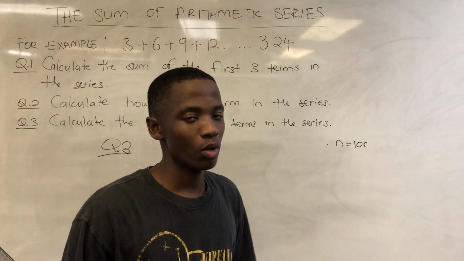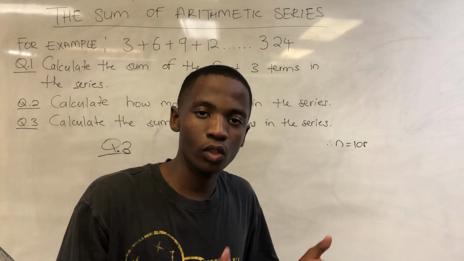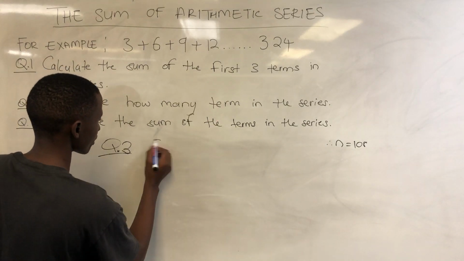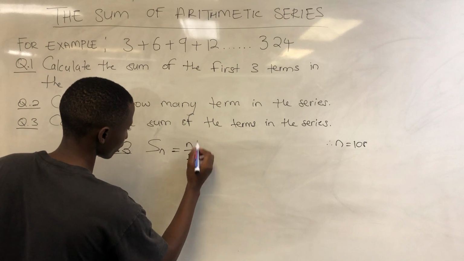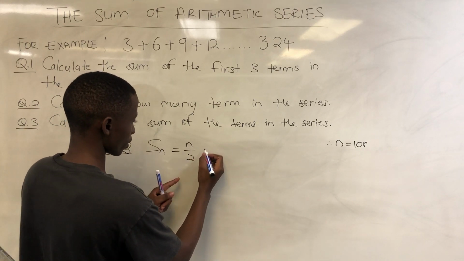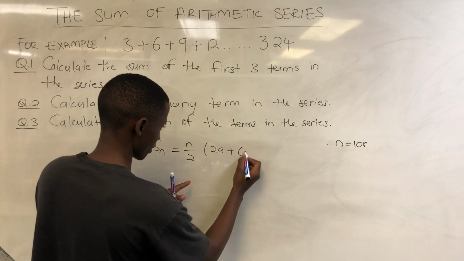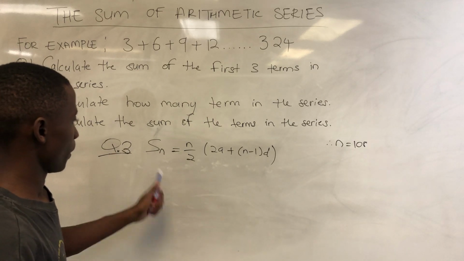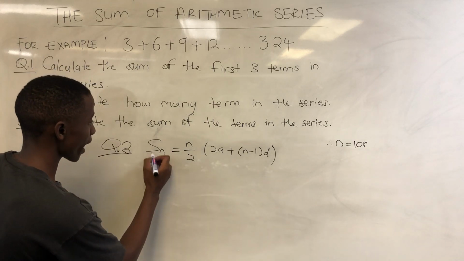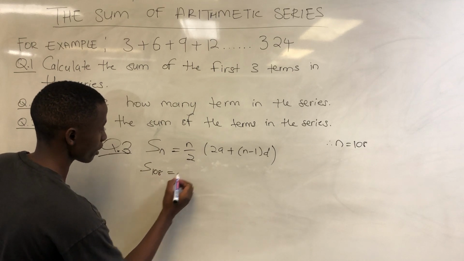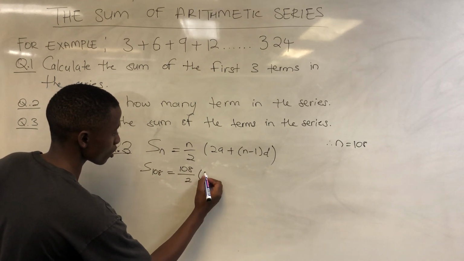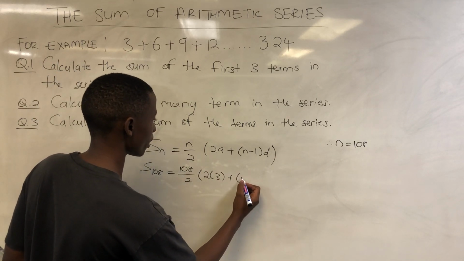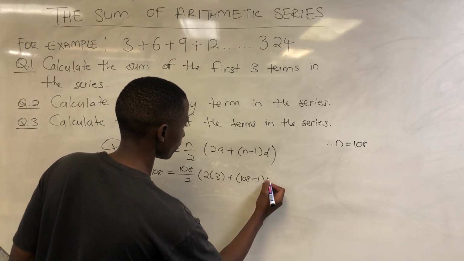In terms of the formulas, we're just going to use the formula for calculating the sum. The first formula is Sn equals n over 2, times 2a plus n minus 1 times d, the one that I introduced to you. Let's first calculate using this formula. So S108 has 108 terms, so 108 divided by 2, times 2 times a, where our a is 3, plus 108 minus 1 times d, which is 3.